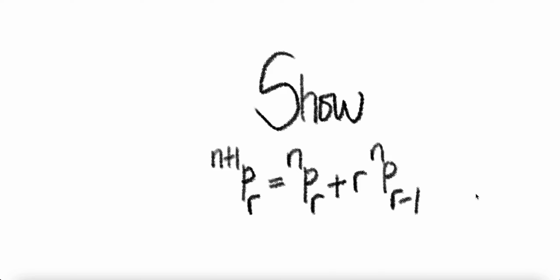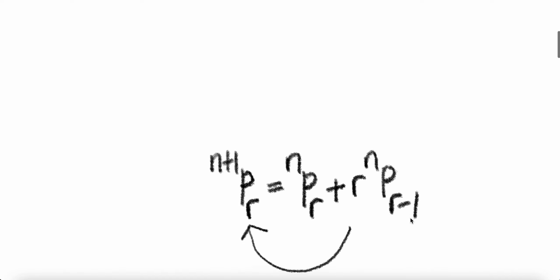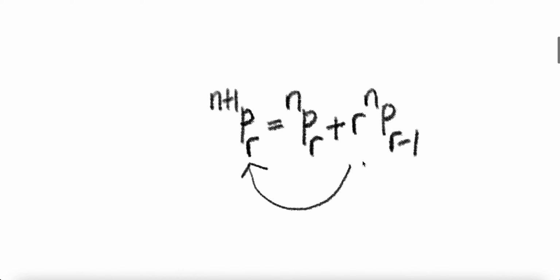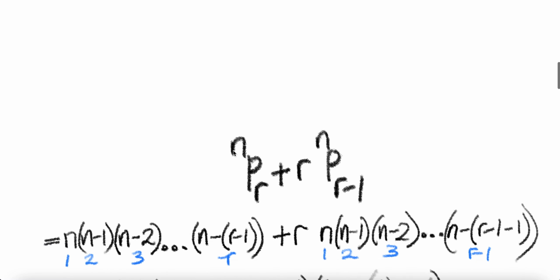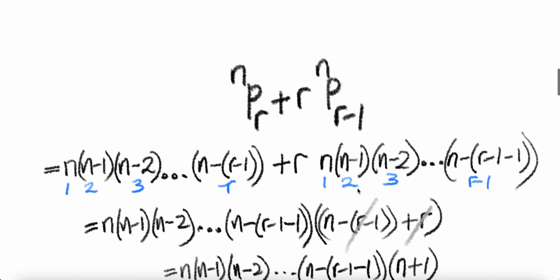Hello, welcome everyone. Let us show (n+1)Pr is equal to nPr plus r times nP(r-1). We're going to start from the right and show that it's equal to the left. So we have nPr plus r times nP(r-1).